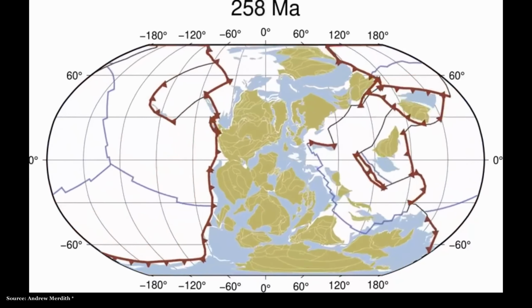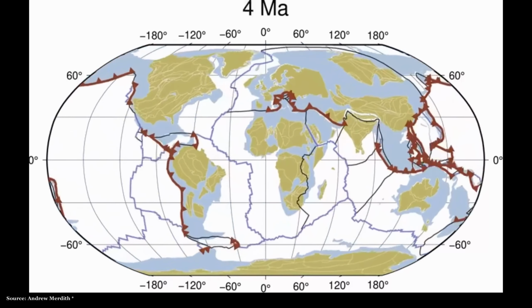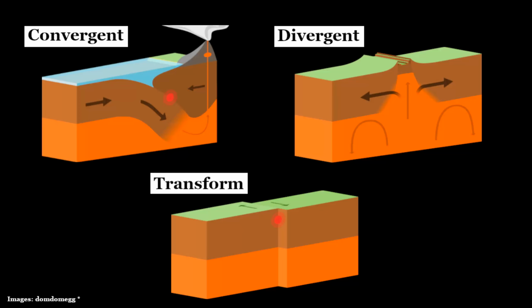with plates smashing into each other, rifting apart, and others having to scrape past each other. And these just happen to be the three types of active tectonic boundaries that we see today, and also see evidence of in the past. These boundaries are known as convergent, divergent, and transform.